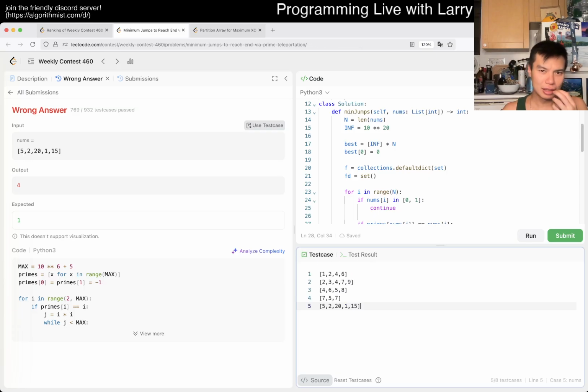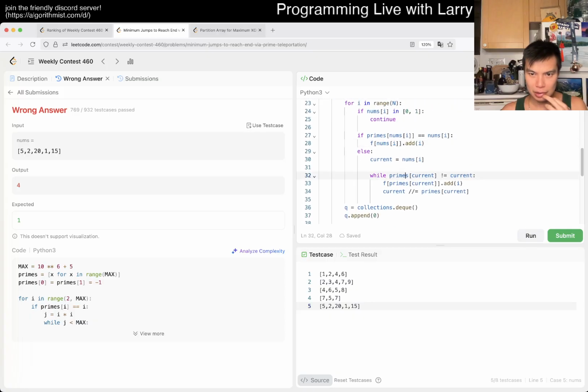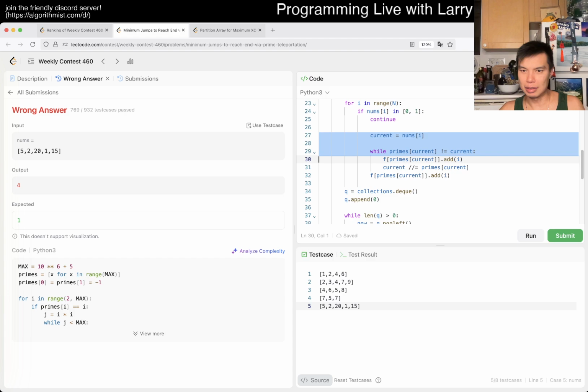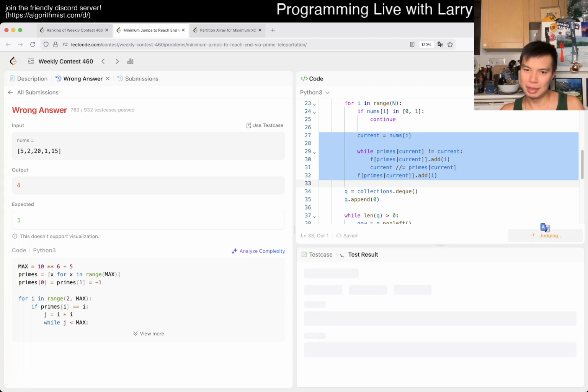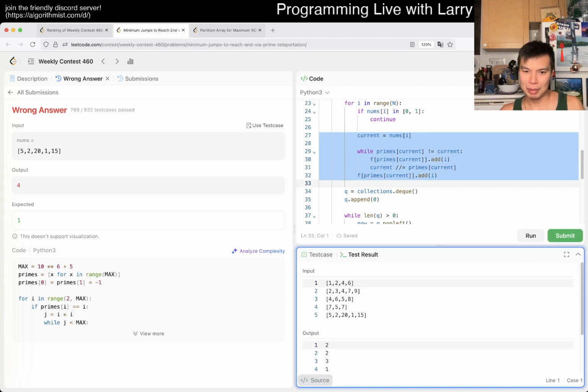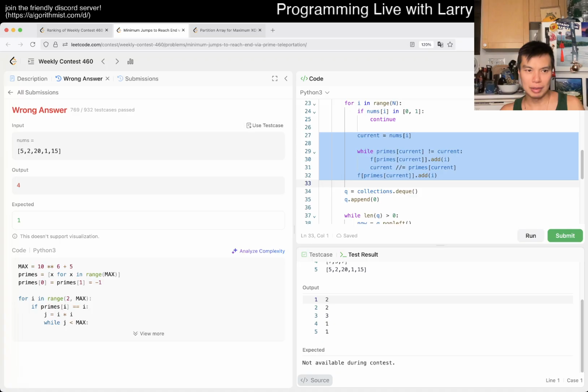Wait, why? 5. It goes to 3 and 5, right? Oh, because it doesn't do the last prime. I am a silly boy. I am a silly boy. Okay, and then now I guess we can actually take this out. Man, I am a silly boy. Silly boy. Unexpected. Okay.